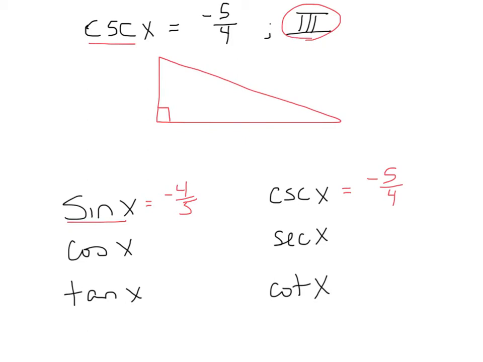Okay, so if that's the case, then I know that the tangent is going to be positive and the cotangent is going to be positive. But all of the other four ratios will be negative. Because keep in mind, taking a reciprocal does not change the sign. So wherever sine is negative, so is its reciprocal cosecant. Wherever cosine is negative, so is its reciprocal secant. Wherever tangent is positive, so is cotangent.